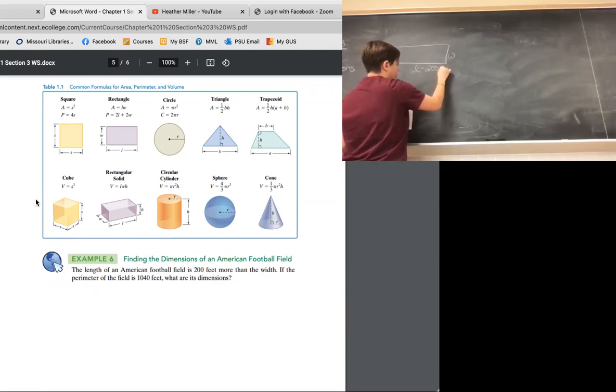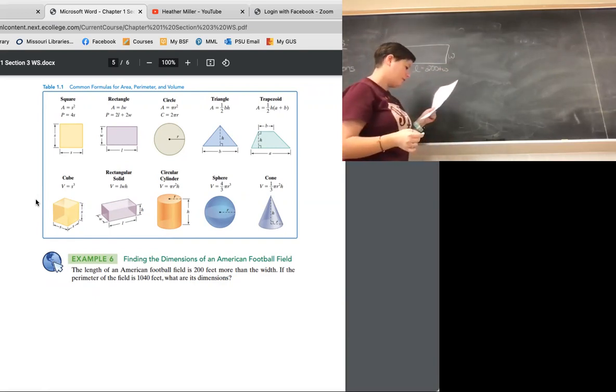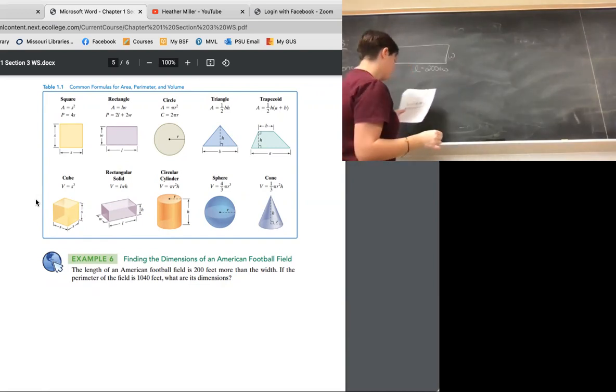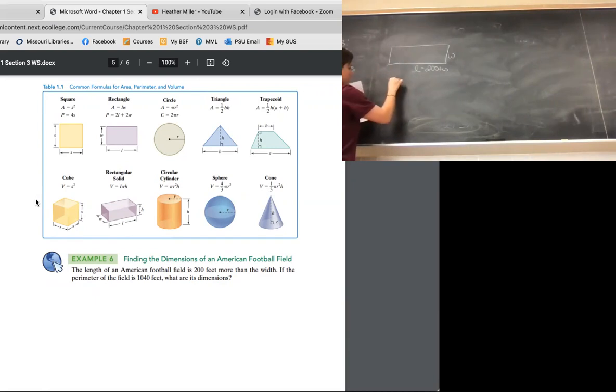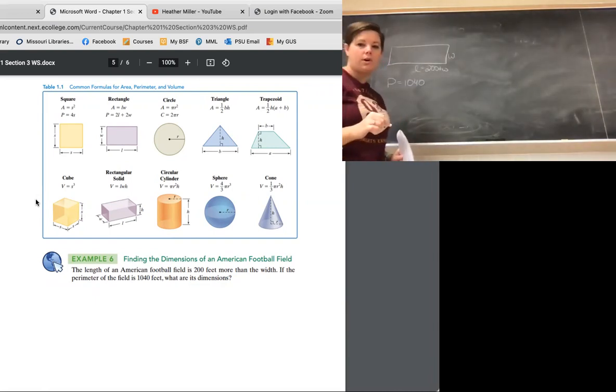200 feet more than the width. So what is the perimeter, and if the perimeter is 1040, what are its dimensions? So it tells us our perimeter is 1,040. We know that we have a width, we have a length. The length is 200 feet more than the width. So what is the perimeter?